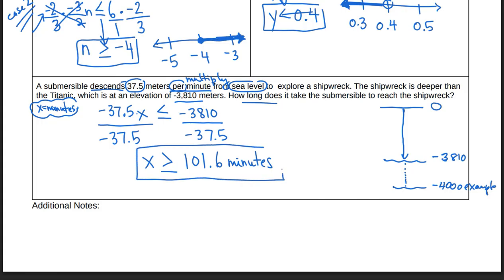So let's gut check this, okay? It says greater than or equal to, so time. I'm in my little submersible, right? My little ship. And I'm just coming down, down, down, down, down. I'm taking time, time, time, time, time. So if I get to here where the Titanic is, that would be at 101.6 minutes, right? So if I wanted to get past the Titanic, it makes sense that it's going to take me longer, or greater than 101.6 minutes, to keep going to get to wherever the shipwreck is. So this makes sense, which also validates the way that we set it up, okay?